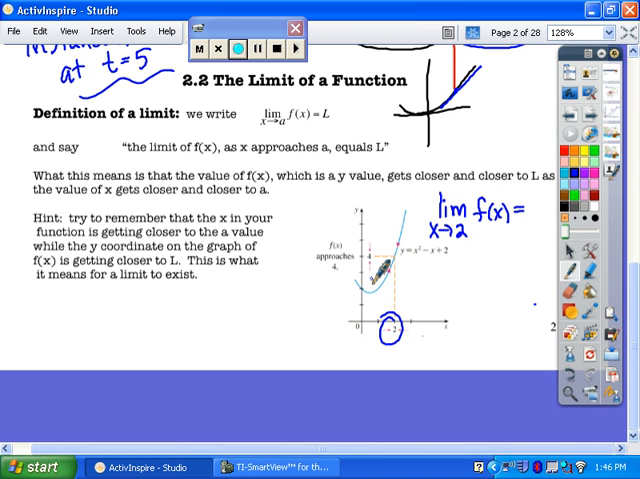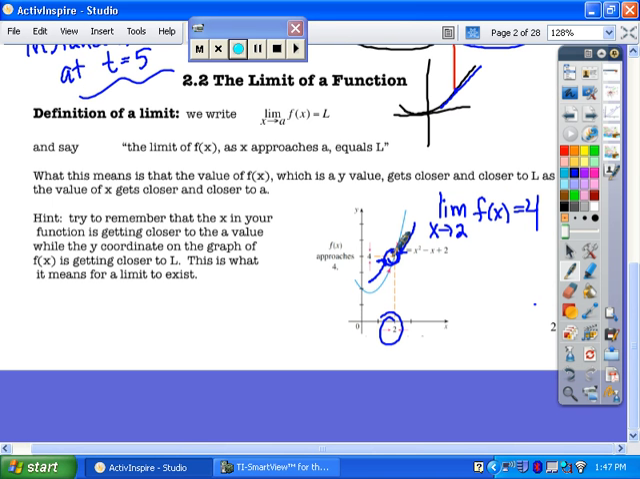You've got to ask yourself, as x approaches 2 from the left and 2 from the right, does it approach the same value from both sides? And in this case, it does. And that limit is going to equal 4. So in order for the limit to exist, it has to approach the same value from both sides. And that's the biggest thing about a limit.